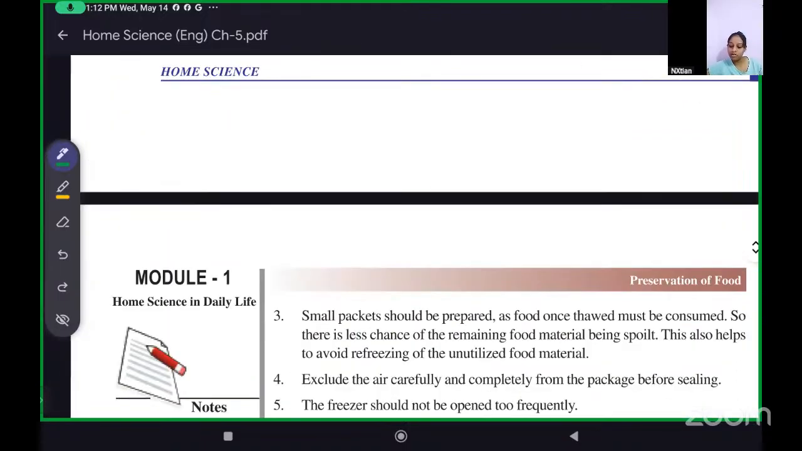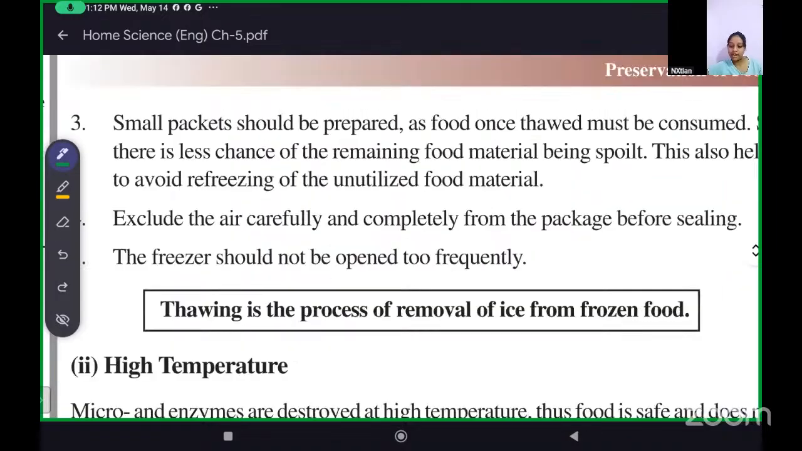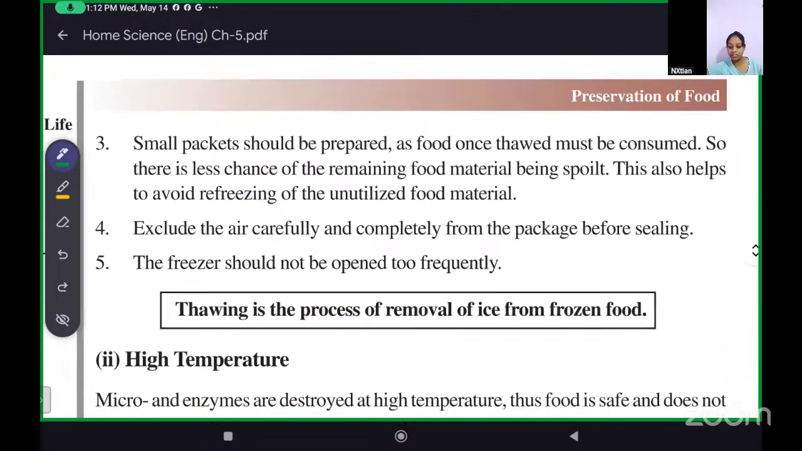Then small packets should be prepared as food once thawed must be consumed. Once it has been brought to room temperature, it should be consumed. So small packets only should be prepared, so there is less chance of remaining food material being spoiled. This also helps to avoid refreezing of the unutilized food material. When we make small packets of the frozen vegetables, it also helps us to avoid refreezing of the remaining portion.